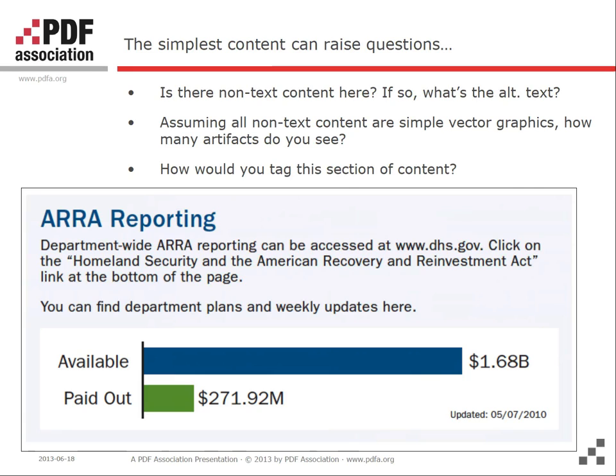Or, you might say, what do you mean a list? I don't see a list here. It's a table. Of course it's a table. The table row headers are available and paid out. The table data cells are 1.68 billion and 271.92 million. A bunch of different possibilities.